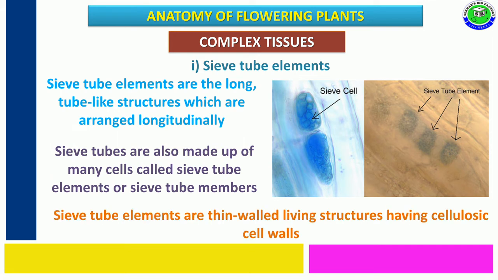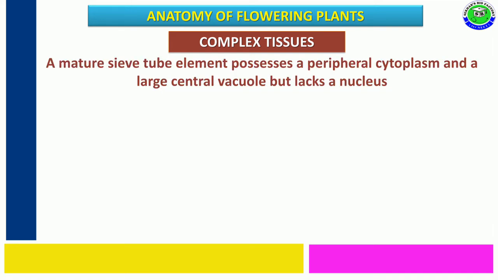The sieve tube elements generally consist of a thin cell wall, and this cell wall is made up of cellulose. A mature sieve tube element generally consists of a peripheral cytoplasm and a large central vacuole, but after maturation the nucleus is completely absent, so it is called an enucleate cell.